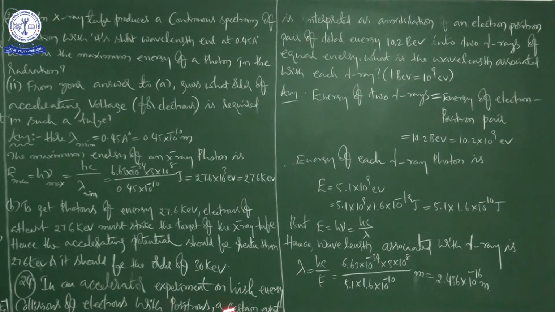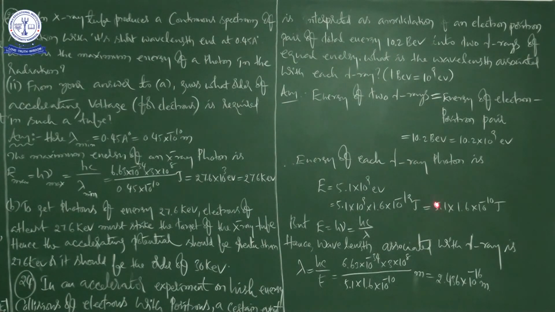Next, the 24th problem: in an accelerator experiment on high energy collisions of electrons with positrons, a certain event is given and they are asking to find the wavelength associated with each gamma ray. First we calculate the energy for the 2 gamma rays, which is already given. They have given 10.2 billion electron volt and we write it in terms of electron volt. Then the energy of each gamma ray is obtained by dividing by 2, and this is the value.